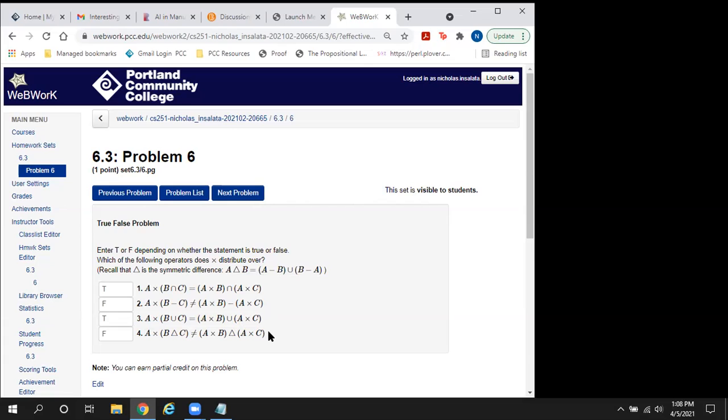I would just love if someone would give some sort of argument as to why any of these are true or false. That'd be great. What do you guys think? Like how, if this thing's true, how do we prove that it's true? If this thing's false, what's a counterexample?